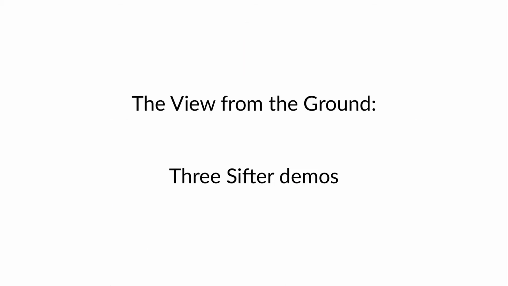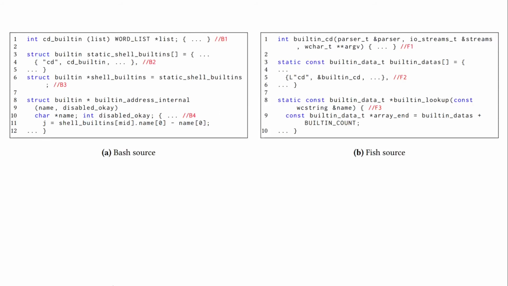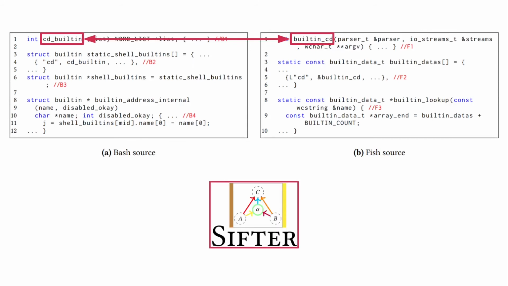I'll now describe 3 case study uses of the current Sifter implementation before finishing the talk describing the next frontier of challenges in this domain. The first thing we can do with Sifter is comparative program understanding. Given 2 code bases, such as the snippet shown here, Sifter can identify when some component of one code base plays essentially the same role as a component of the other code base. For example, here Sifter has inferred that the cd built-in function on the left might play the same role as the built-in cd function on the right.